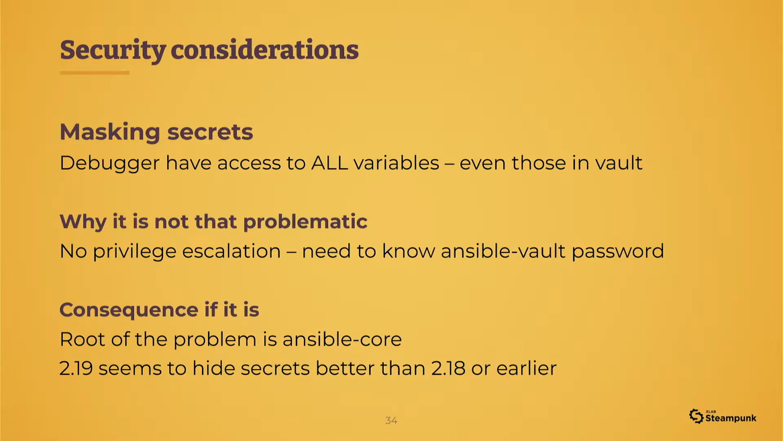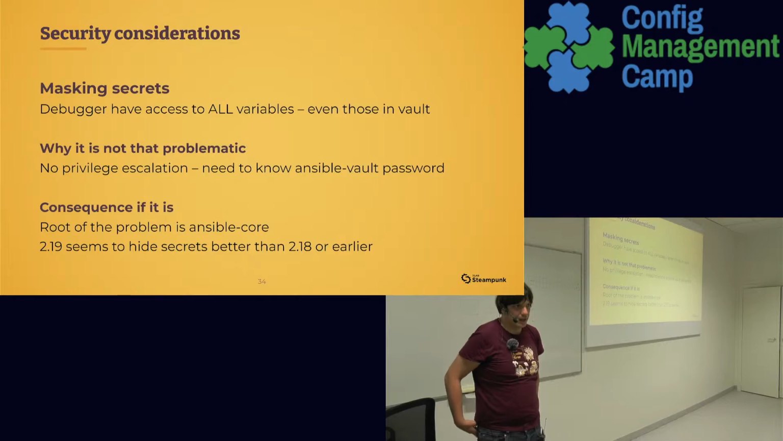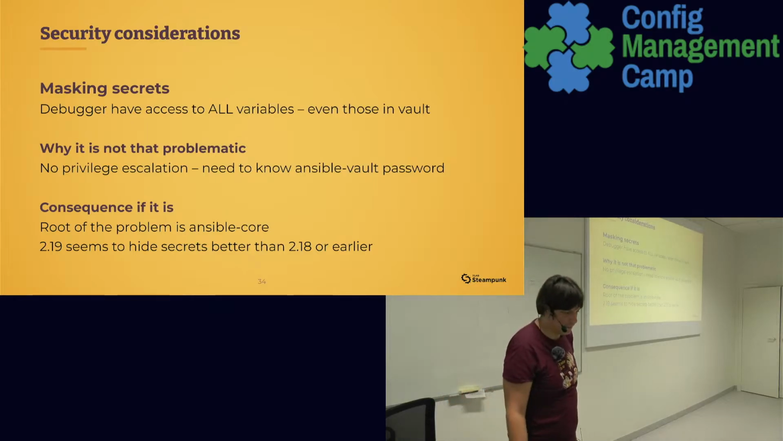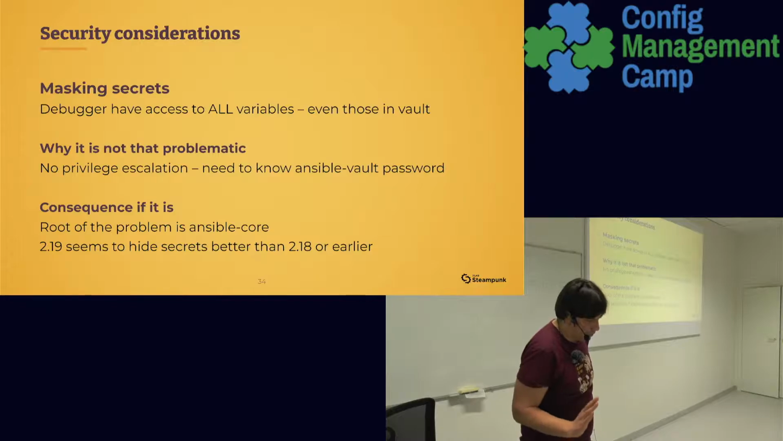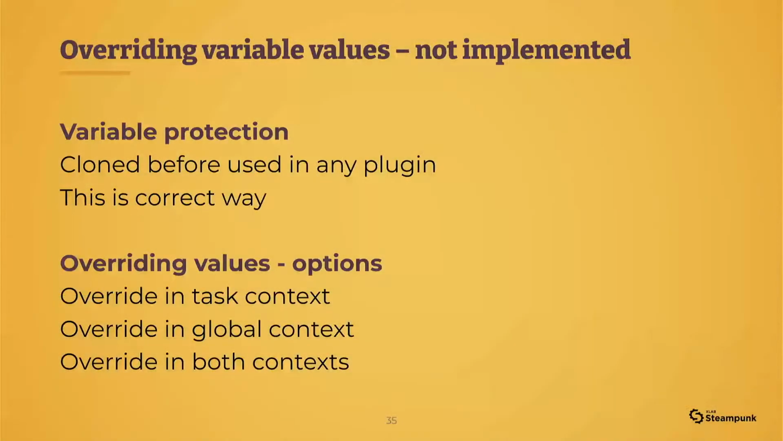And from my point, it was 2.19 where I cannot reproduce that, so it's probably solved, or I just need to take more time. And if it is a problem, it's most probably a problem of Ansible core, because the debugger is just an attachment around it. You can use the same principles to abuse the system. But you need to know all the data anyway, so it's just printing in a different way.